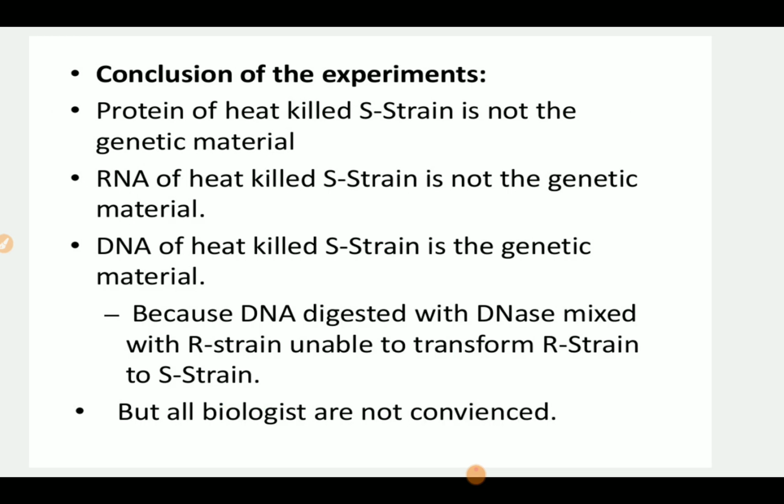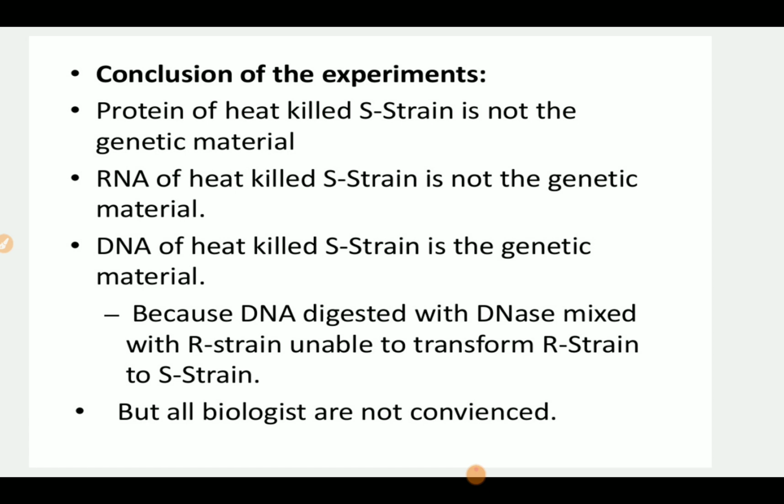So the conclusion: the protein of the heat killed strain is not the genetic material, the RNA is also not the genetic material, but the DNA of the heat-killed S strain causes the transformation, and that is why it is genetic material. But so many chemicals and so many things are required, this and that added, so not all the scientists were convinced. Okay, it is okay, but that is not the solid proof.